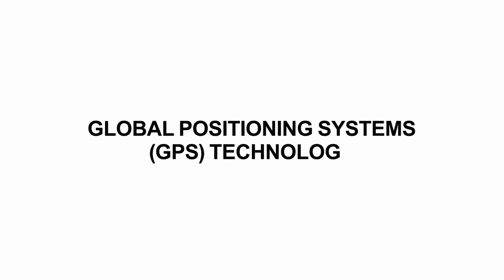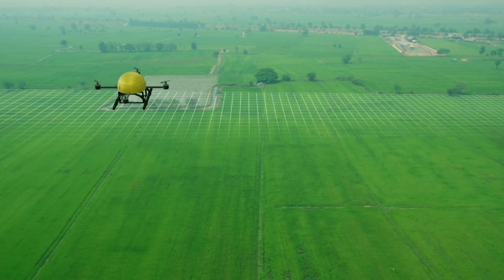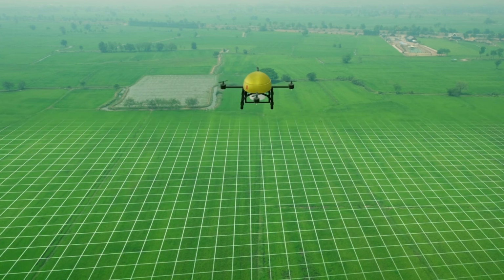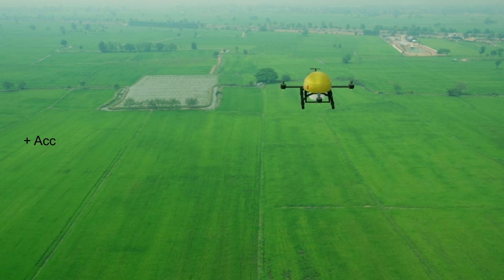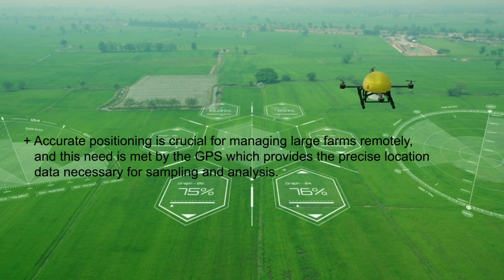Global Positioning Systems, GPS technology. Monitoring and conducting agricultural activities across large areas often requires precise positional information to optimize operational costs and minimize completion times. Accurate positioning is crucial for managing large farms remotely, and this need is met by the GPS, which provides the precise location data necessary for sampling and analysis.